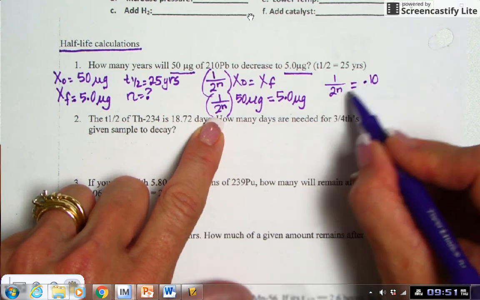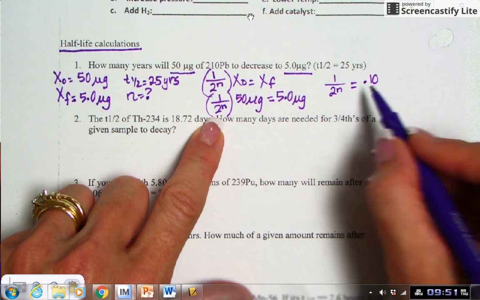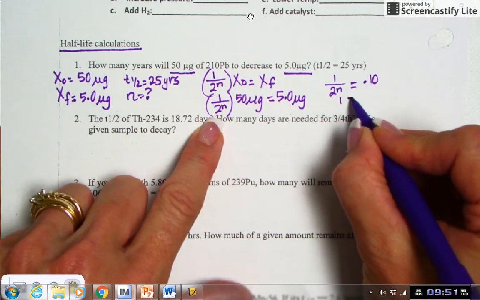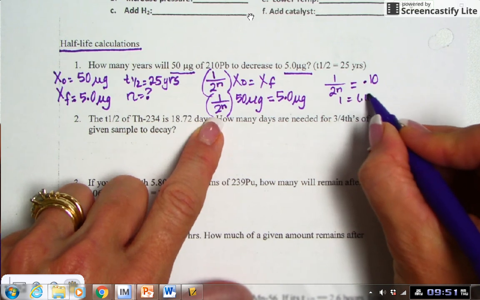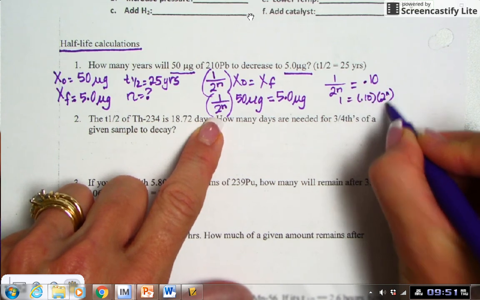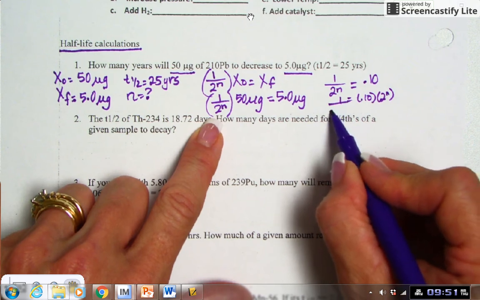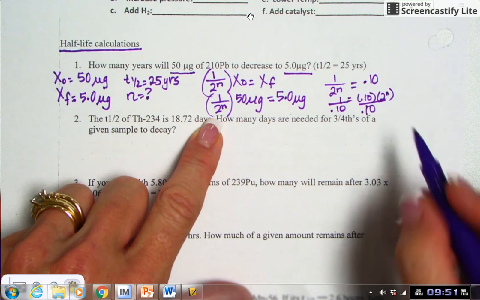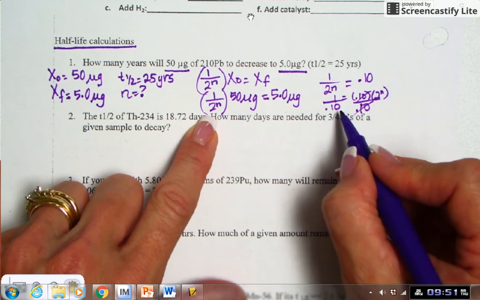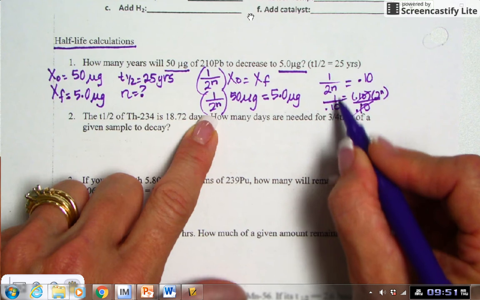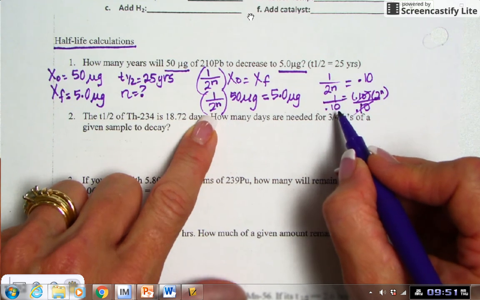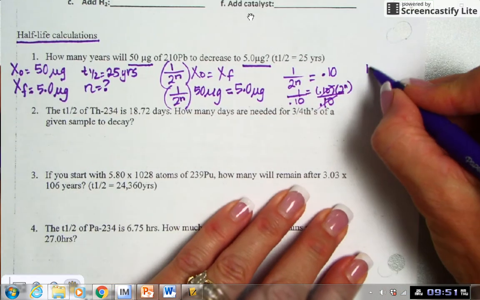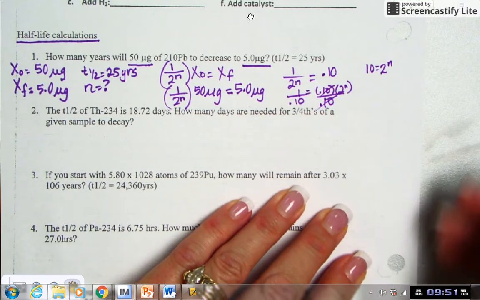Now, I need to get the n in the numerator. So to do that, I'm going to have to cross multiply. So that's going to leave me with 1 equals 0.10 times 2 to the nth power, and I'm going to divide by 0.10. That's going to cancel it here. And 1 divided by 0.10 on this side is going to give me 10 equals 2 to the nth power. So 10 equals 2 to the nth power.